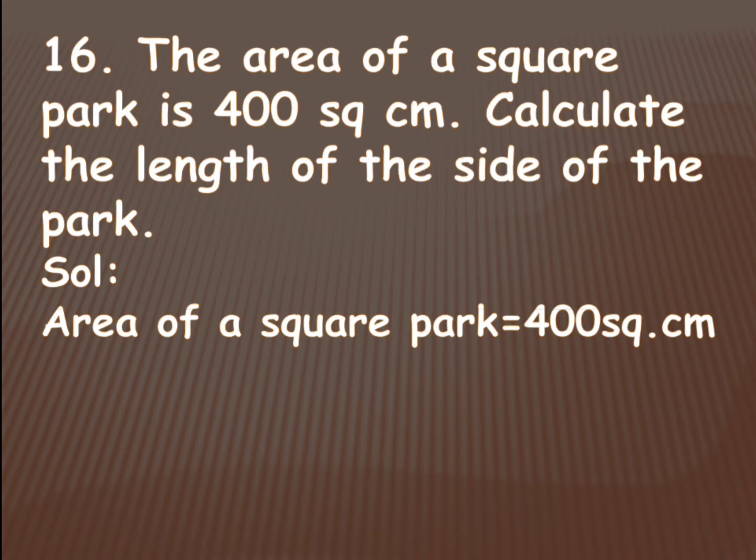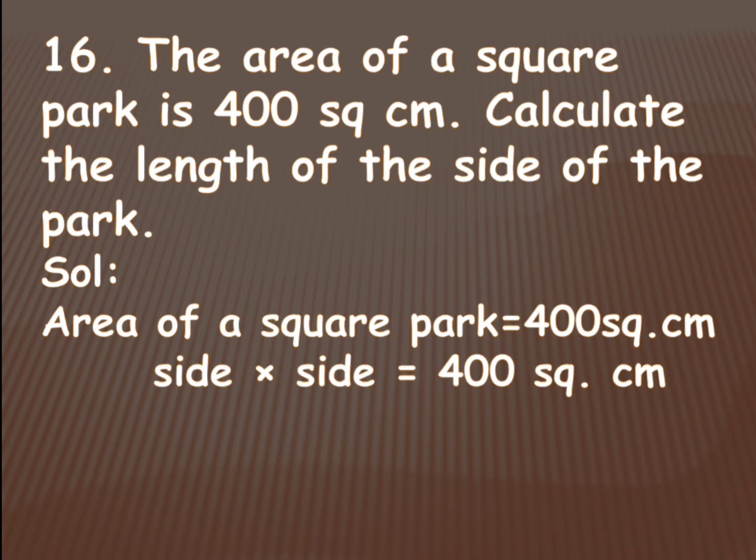Do remember, children, whenever we are writing the area of any shape, we have to represent the units as square units. For length and perimeter it is just units, either centimeters, meters or kilometers, but for area it is square units, that is square centimeter, square meter, square kilometer, like that. And what they are asking us to find is the length of the side, that is side. What is the formula for the area of the square? Side into side, isn't it?